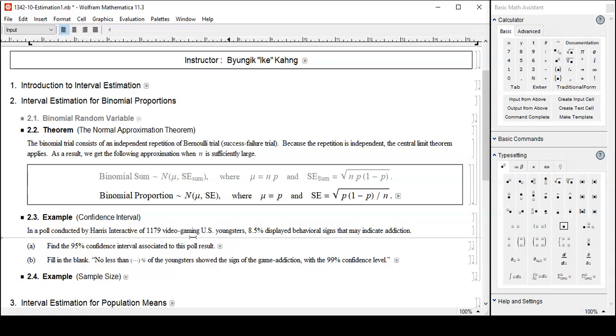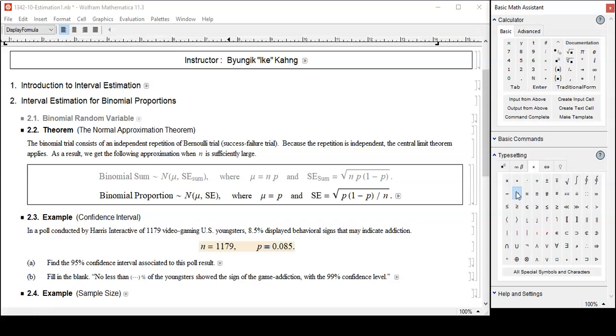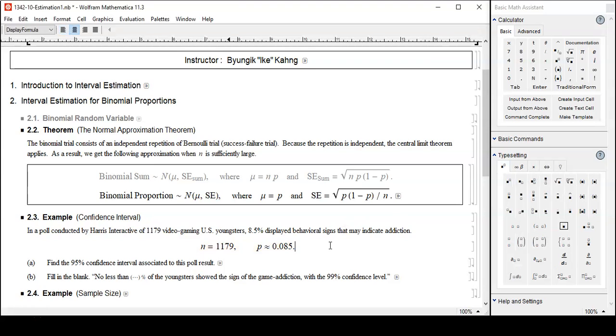Let's begin. This problem gave us two numbers. Sample size of 1,179, pretty clear. And then observed proportion of 8.5%. And by the way, this is an observation, so it's not really accurate. So let me use approximation notation there. Now, from these two, you should immediately see that you can get the standard error. So go ahead and do that.